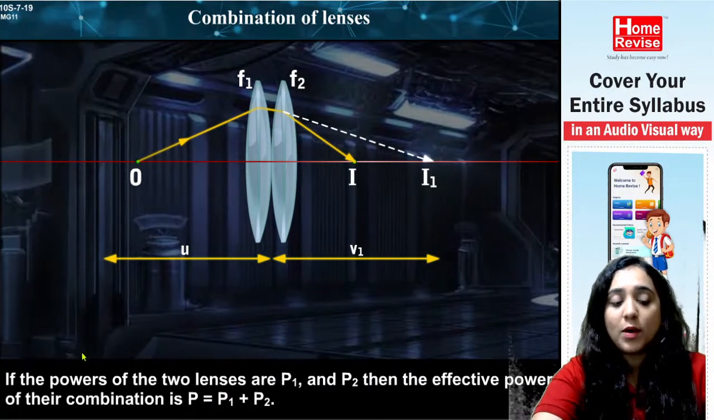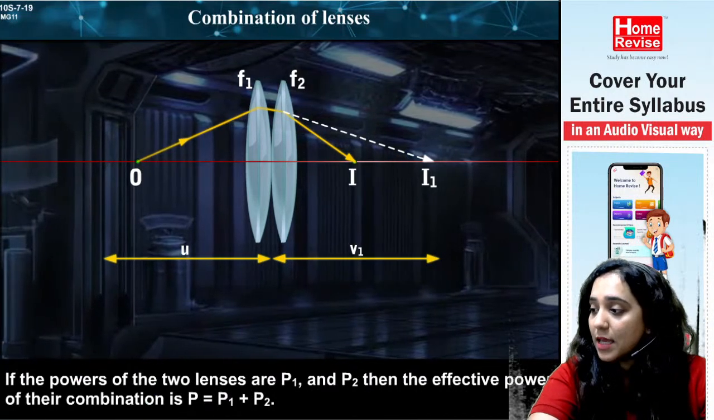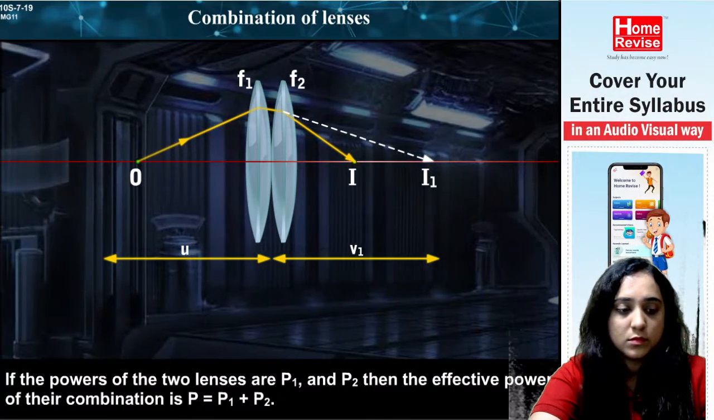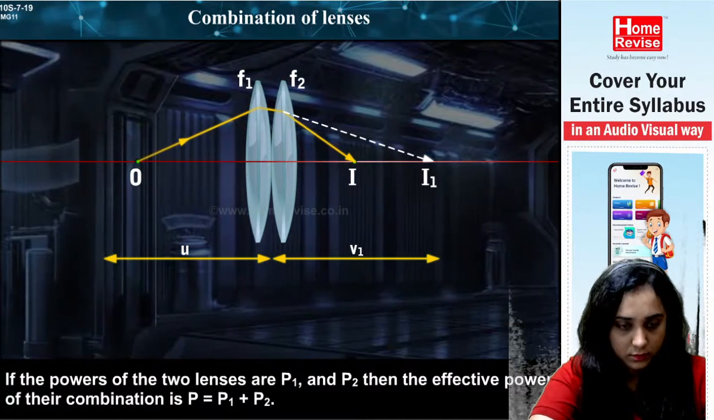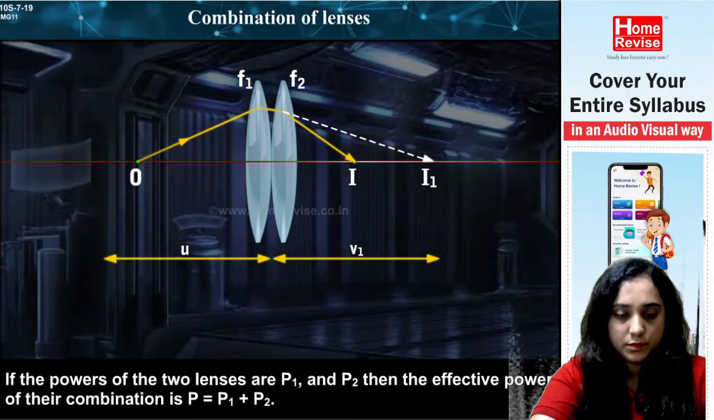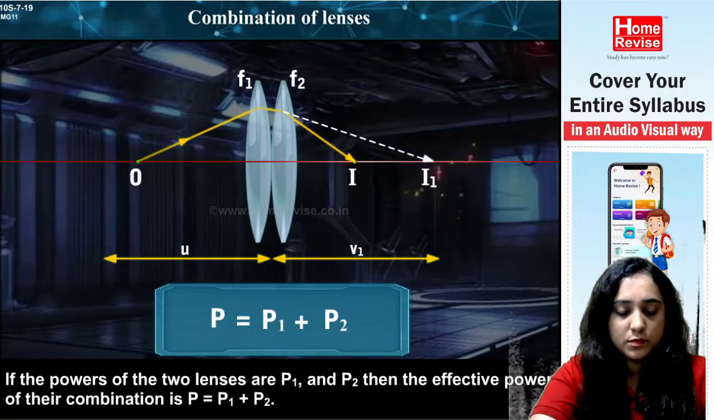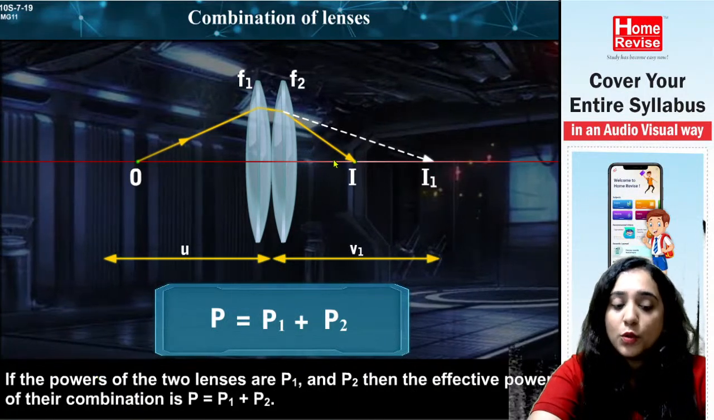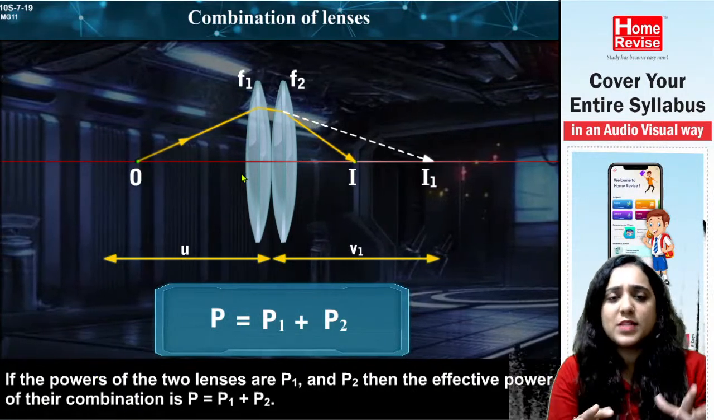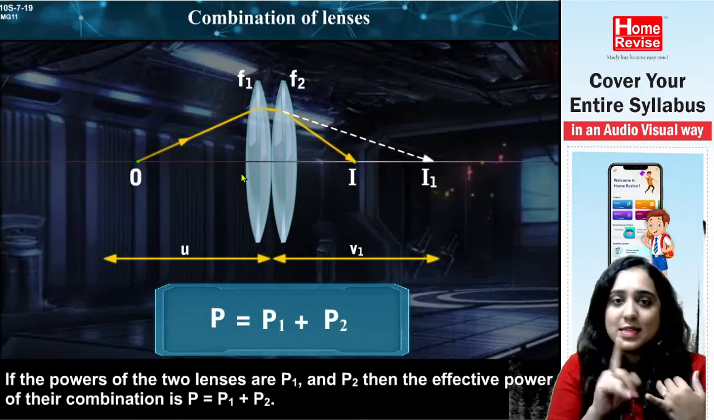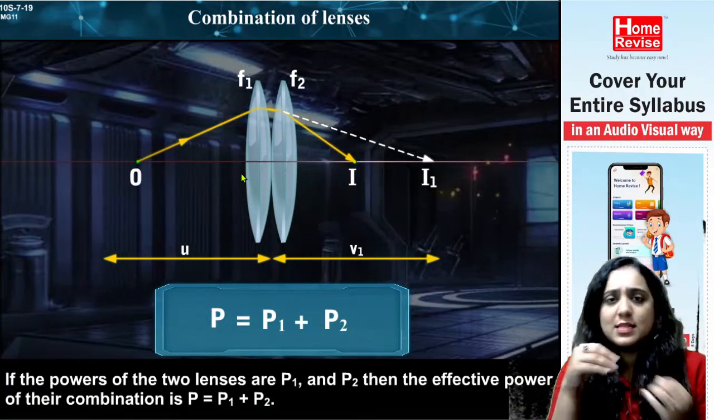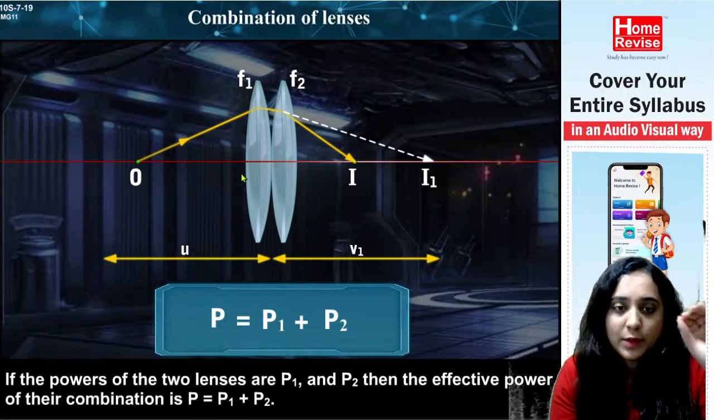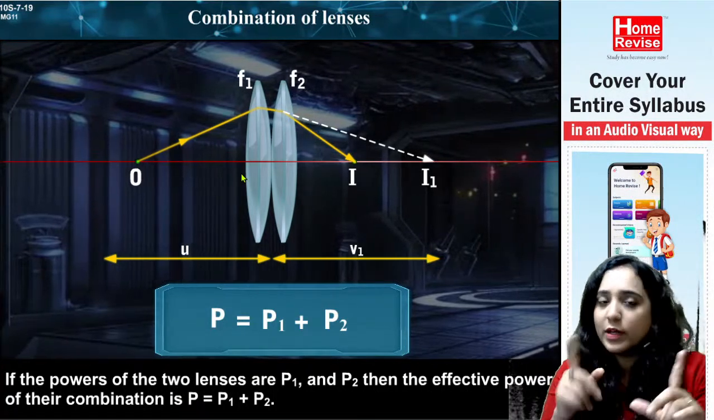Okay, now let's talk about the power of the two lenses. Let's see. If the powers of the two lenses are P1 and P2, then the effective power of their combination is P is equal to P1 plus P2. Yes. Now, as I have said, the focal length of the first lens is f1, and the focal length of the second lens is f2. If you keep both as f, you will get confused. So we are notating it with f1 and f2. We give them a name, f1 and f2.